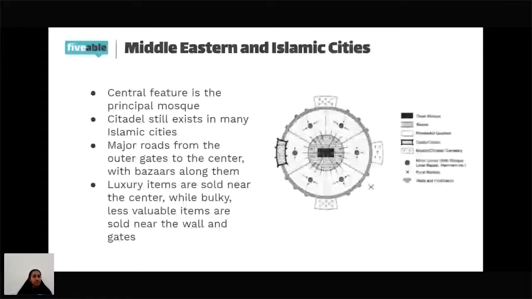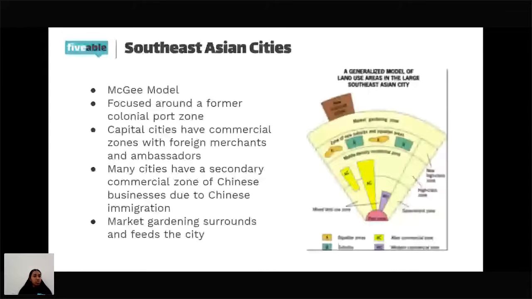For Southeast Asian cities, it's also known as the McGee model, and it's focused around a former colonial port zone. When Europeans colonized Southeast Asian countries, they started port zones to establish trade with their home countries. So these cities are usually based around this port city, and capital cities in these Southeast Asian countries have commercial zones with foreign merchants and ambassadors around them.